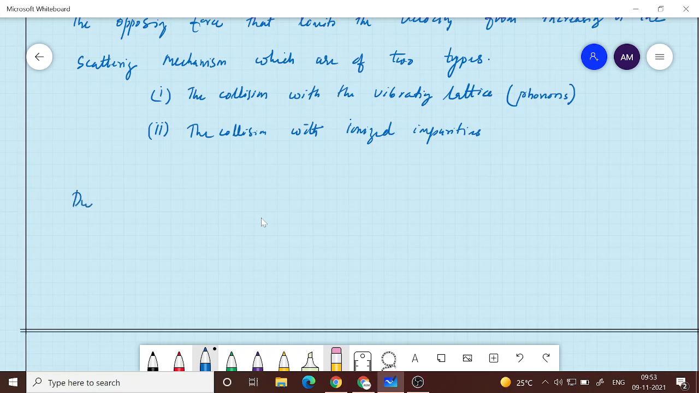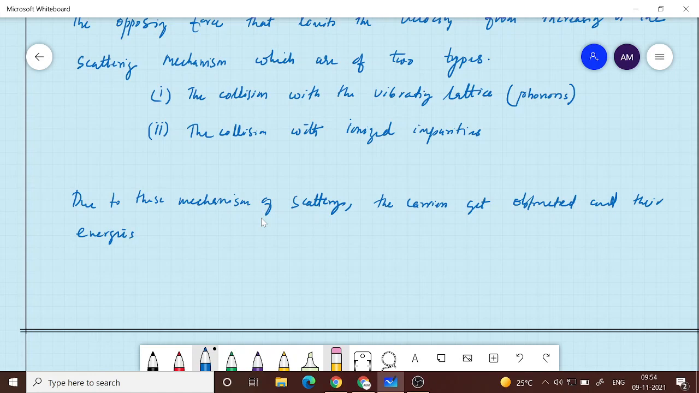So due to these mechanisms of scattering, we can model that these carriers get obstructed, and the energies which they have acquired by speeding up, their kinetic energy, get lost. Here by energy I mean kinetic energy.